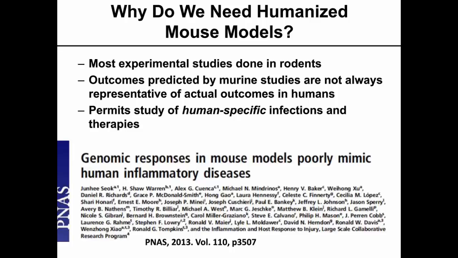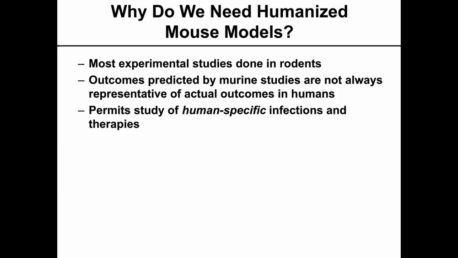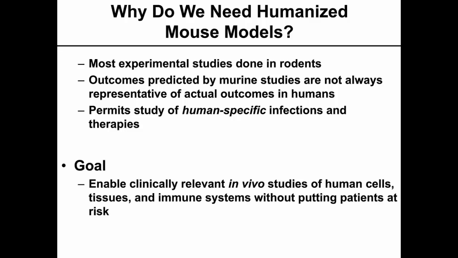And a number of differences are really highlighted in this and really emphasize the need for new model systems to be able to study human immunology. So our overall goal is to enable clinically relevant in vivo studies of human cells, tissues, and immune systems without putting the patient at risk, and really asking basic questions about how human biology functions in a living test tube in these humanized mouse models.